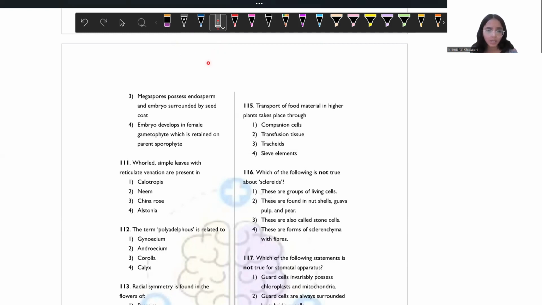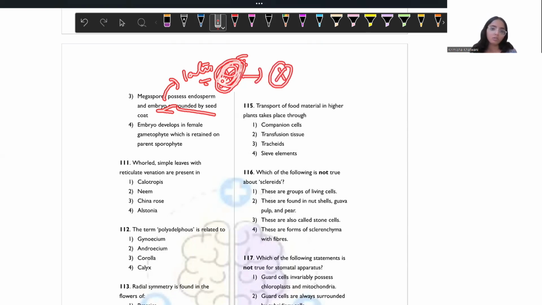They do not possess endosperm, and it is the embryo that later forms the seed. So embryo cannot be surrounded by seed coat. Understood? Embryo is only later on developing and forming seed. So how will embryo be surrounded by seed coat? It is wrong. So the statement itself is wrong.